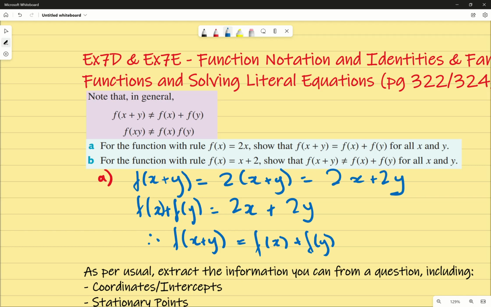You've demonstrated a logical process. You've gone, this is what f of (x plus y) is, this is what f of x plus f of y is. They're the same thing, therefore they are the same thing. Okay, any questions?